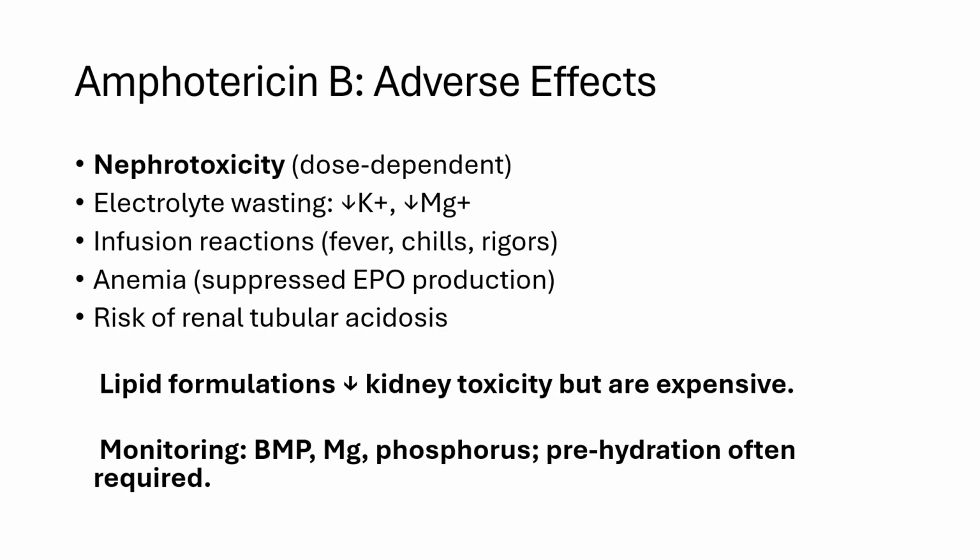Amphotericin B actually has quite a few infusion reactions, so fevers, chills, rigors, usually with the first dose or two. So patients will feel like they have the flu. This is predictable and patients can be counseled on it, but it can be very dramatic. There's a risk of anemia because amphotericin suppresses erythropoietin production, the hormone that drives red blood cell synthesis, and a risk of renal tubular acidosis, especially with prolonged use.